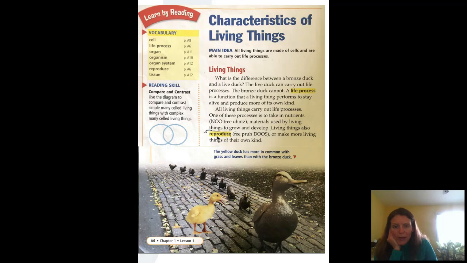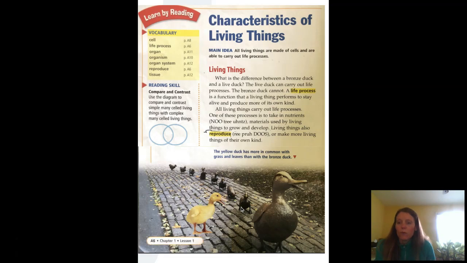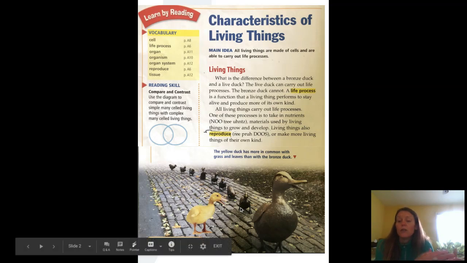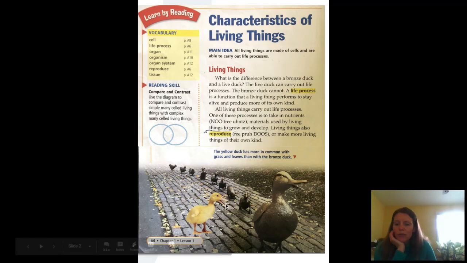So going back here, to reproduce means to have babies, right? It depends what it is. A human would have a baby, just like I have Grace, right? And a chicken would lay eggs. So some go through different stages of reproduction, but all things that are alive reproduce, even plants. Plants will have seeds and they'll have babies, right? Eventually they'll have more plants.